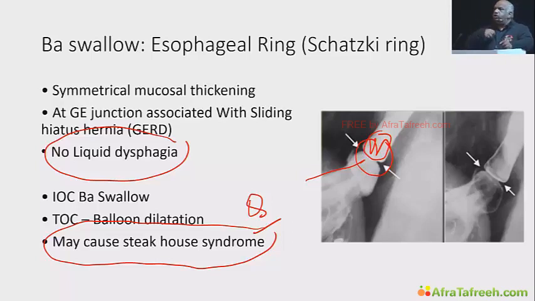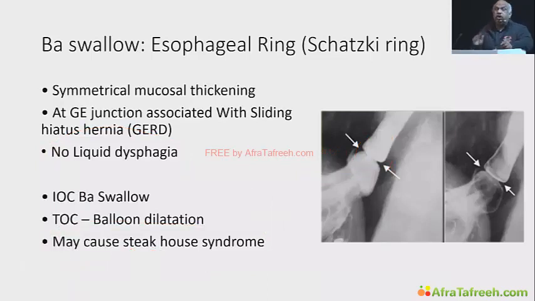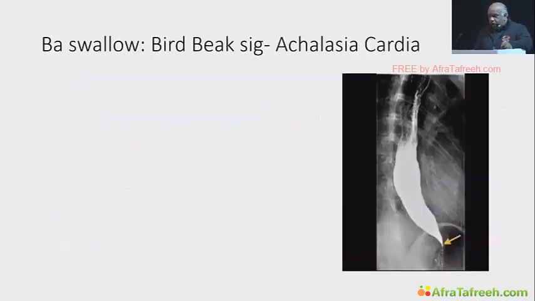We simply do endoscopy and remove the foreign body, the food bolus. So Schatzki ring can cause sudden aphagia, rarely, called Steakhouse syndrome. This is an MCQ, okay? And this only causes solid dysphagia, no liquid. That's another important point, and this is symmetrical, at the lower esophagus GE junction. All these points you have to remember, part of MCQs. Now this, I would say, is a very important X-ray.